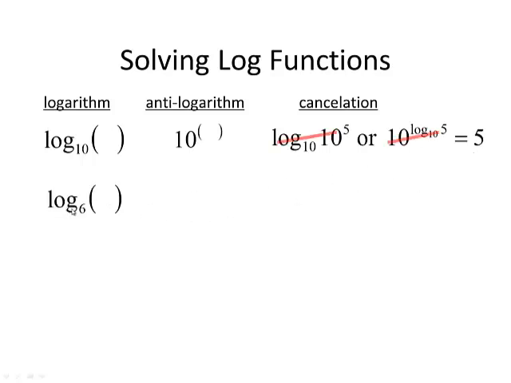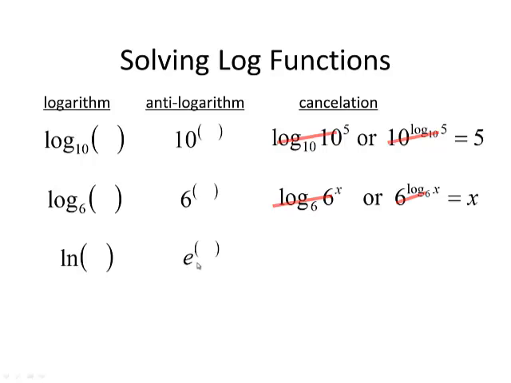And if you have a log base 6, the anti-log would be 6 as the base, and then you have the exponent. So either of these would be x, because the log base 6 of the anti-log of base 6, or the anti-log of base 6 to the log base 6, they cancel each other out and become 1. They don't become 0. Natural log, the anti-log would be the e. This is the anti-log of the natural log. And then these cancel out, just like the other notations that we've been using here.